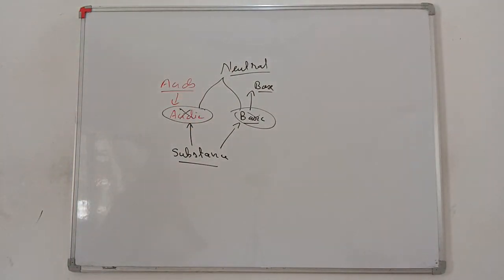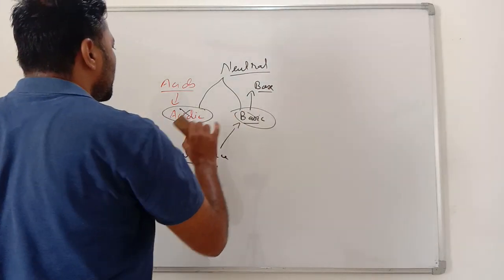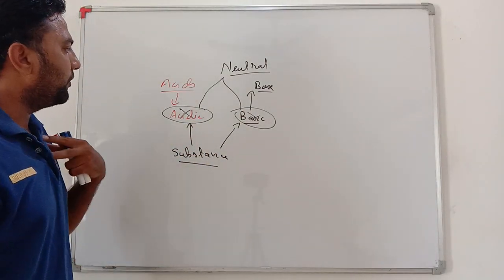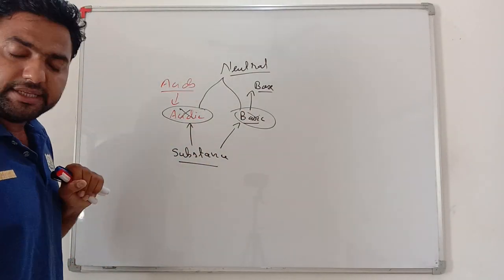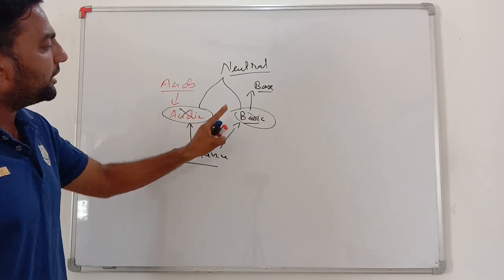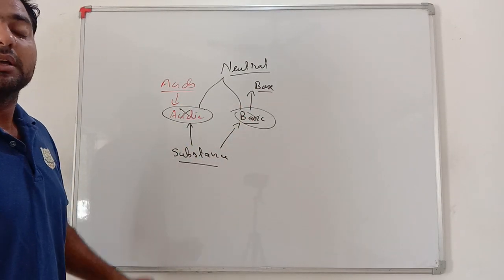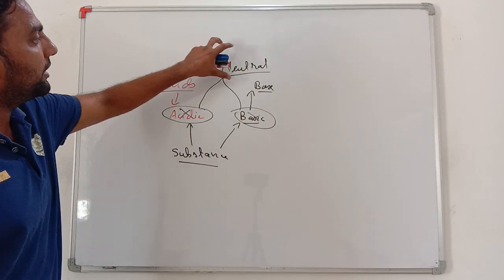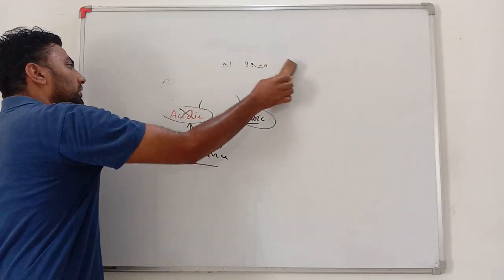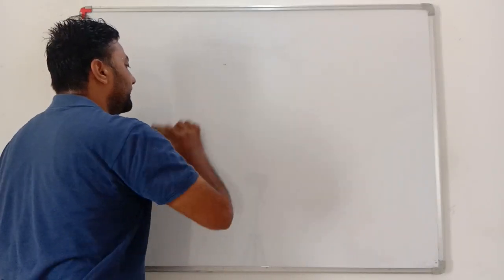So, my dear students, first of all, we will see how can I find that any material is acidic in nature, how can I find that any material is basic in nature, and how can I find whether the given material is neutral or not. So for that, first of all, we will go through indicators.